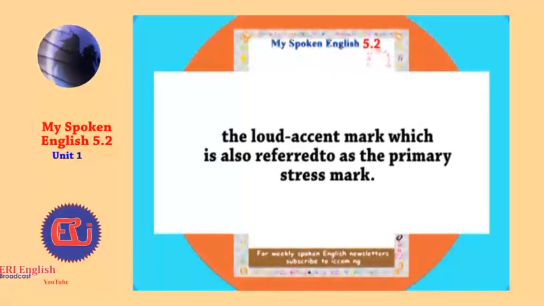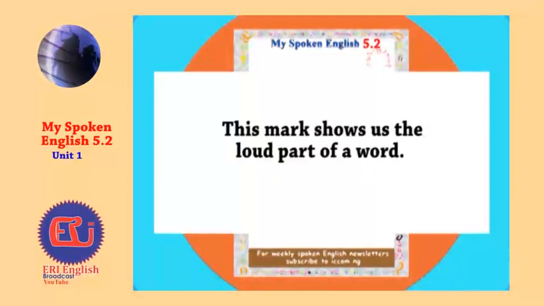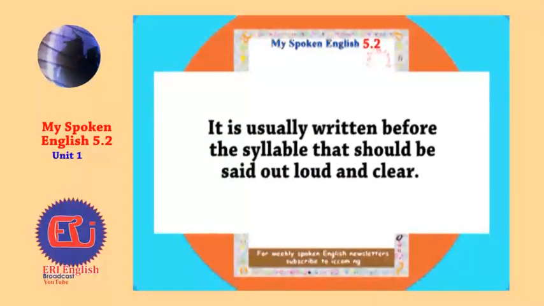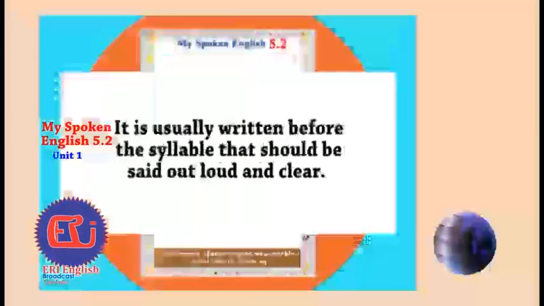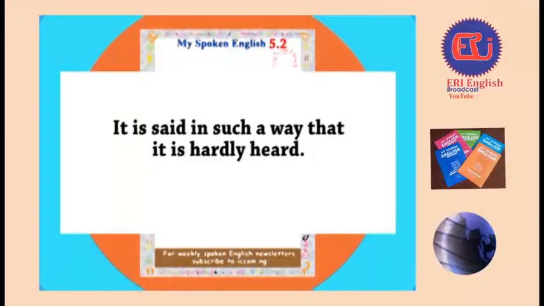The loud accent mark, which is also referred to as the primary stress mark. This mark shows us the loud part of a word. It is usually written before the syllable that should be said out loud and clear. The second, the zero accent mark, refers to the syllable that is said faintly. It is said in such a way that it is hardly heard.